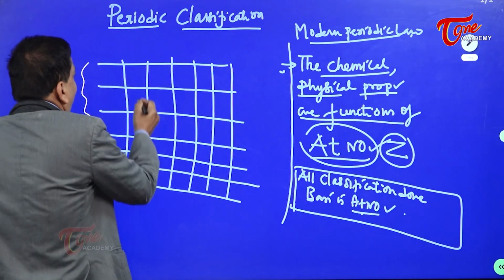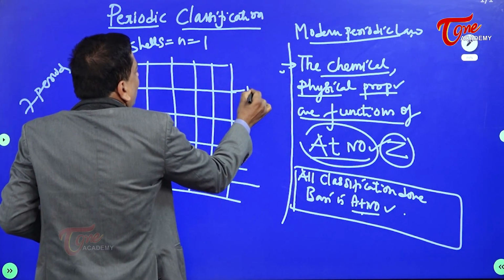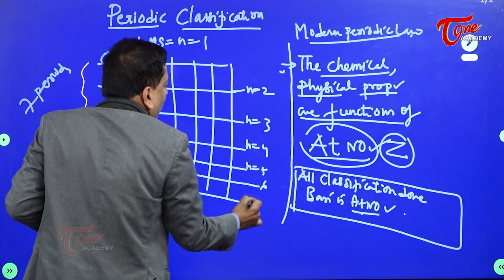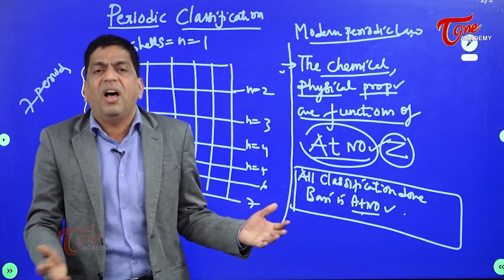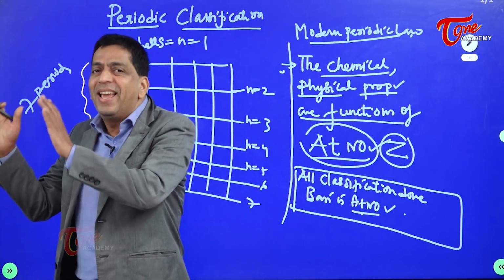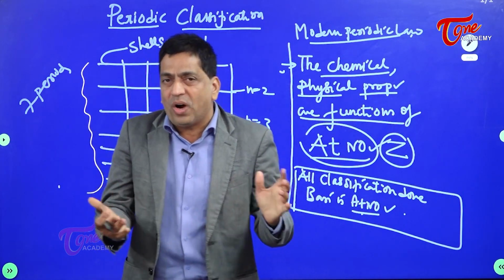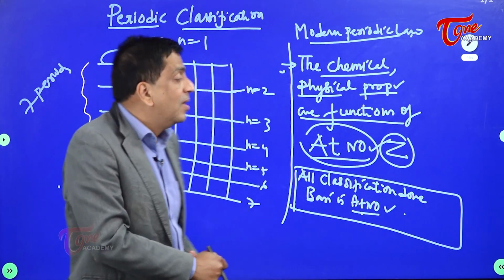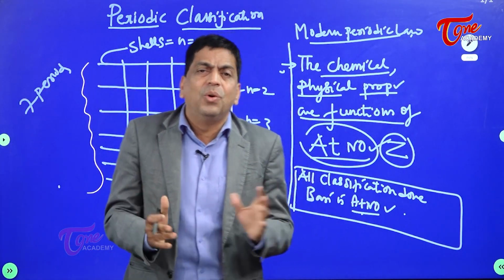And when I say this, these ones are nothing but shells, and this is n equal to 1, n equal to 2, n equal to 3, n equal to 4, 5, 6 and 7. And they continue because the 7th period itself is incomplete. So you have 8th, 9th, 10th. I think you have a lot of scope for elements to get evolved and have a place fixed in the periodic table. That's wonderful, and it even surprises me at this stage. So you have basically 7 periods and 18 groups in the periodic table.